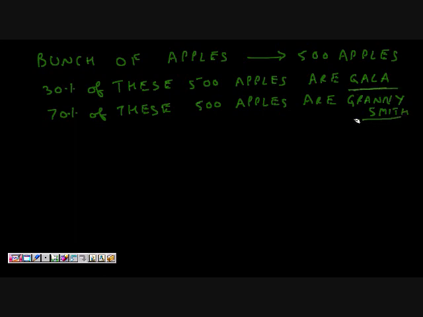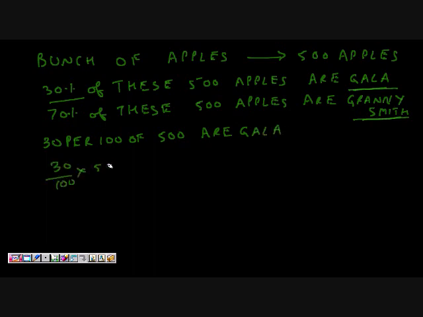Okay, so we are given 30% of the 500 apples are Gala. So 30 per 100 of 500 are Gala. So in other words, 30 by 100 of 500. So these two cancel out. 3 into 5 is 15, so 150. So 150 apples are Gala.